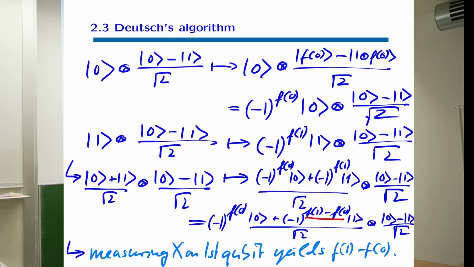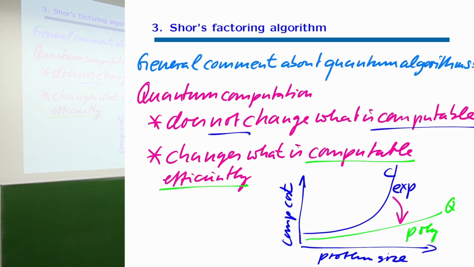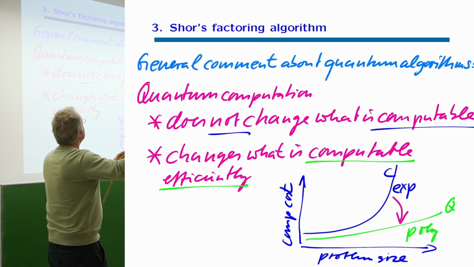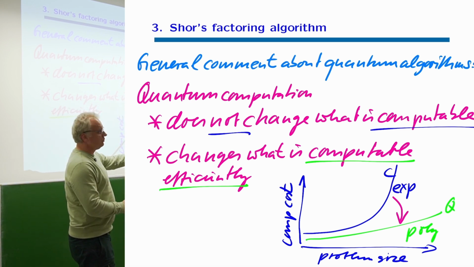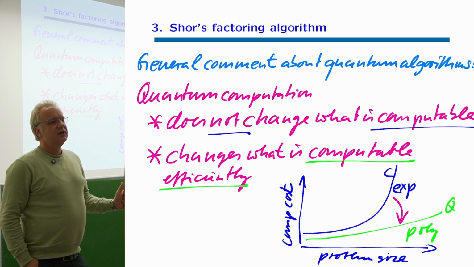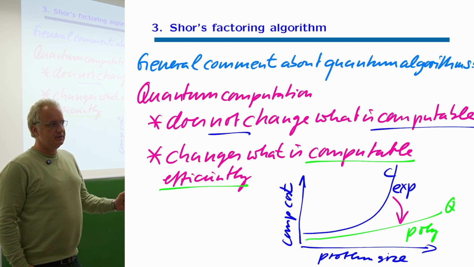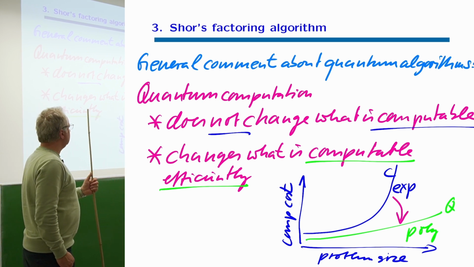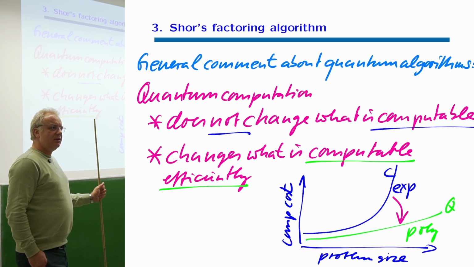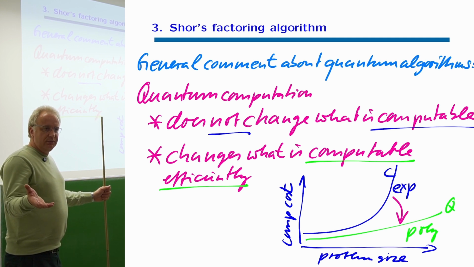Not the case? Okay, so that's a good point to talk a little bit in general about what quantum computation is about. Quantum computation is not about what's computable. Everything you can compute on a quantum computer, you can compute on a classical computer, given enough memory and time. And why is this so? I mean, what you can do is you simulate a quantum computer classically.